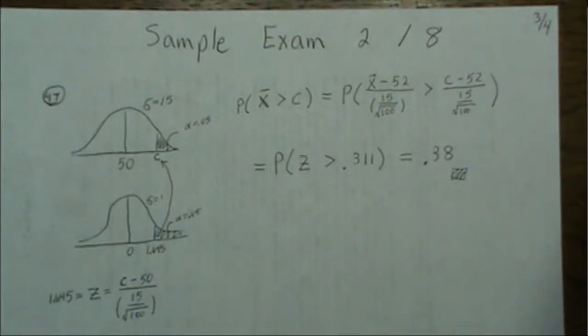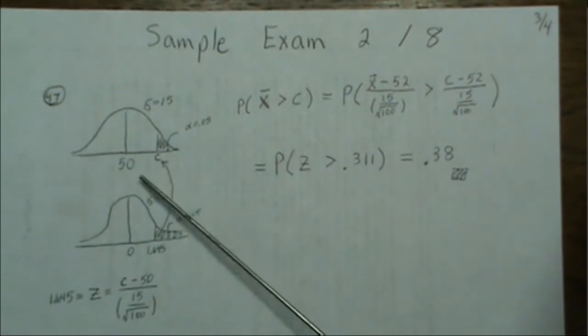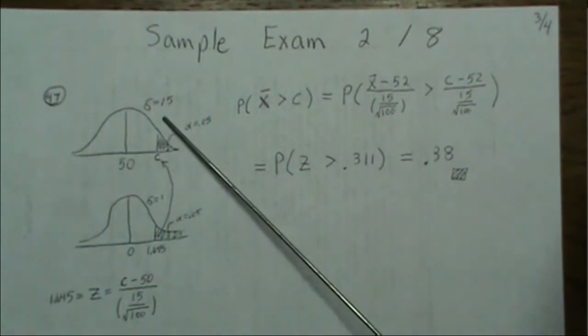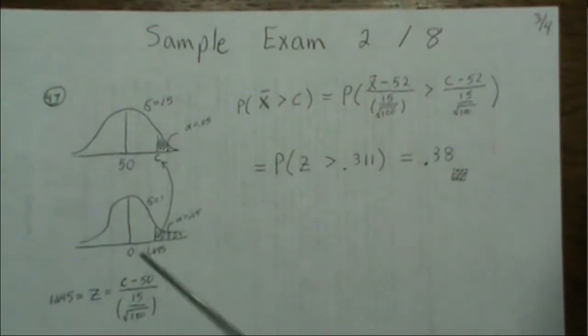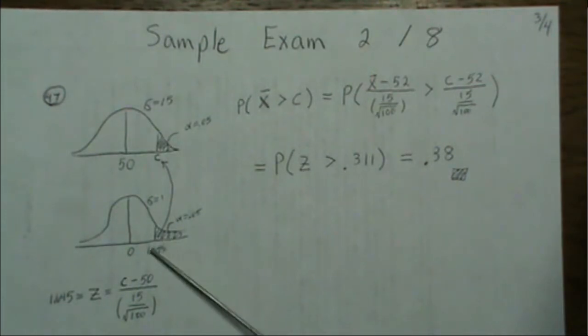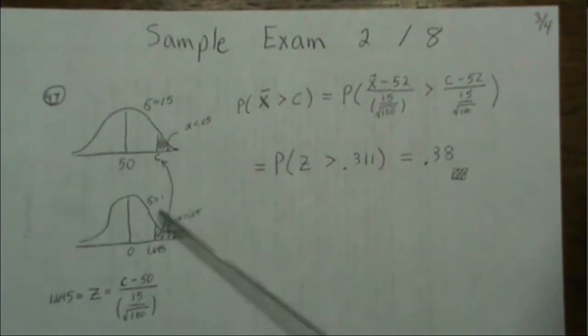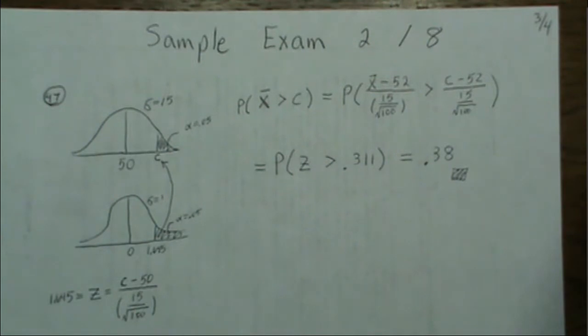Problem 47, it asks what's the power of the test? So first we have to find the rejection region. We're given that we have a mean of 50 and a standard deviation of 15. Well, what is C? We have to back calculate it from the standard normal. So we know that an area of 0.05 is a 1.645 cutoff value. And then we use this standard formula to back calculate what C is. And C is 52.4672.